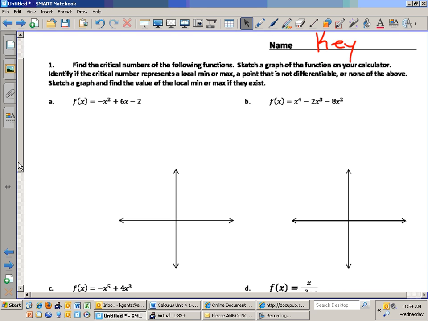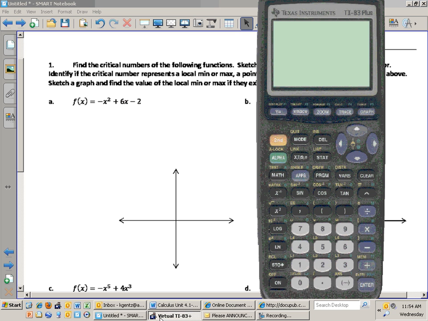So let me show you what I want you to do. Problem A, what does that graph look like? It looks like a parabola. It does, okay? And if you were to graph it on your calculator, and if you want to graph these by hand instead, you sure can.